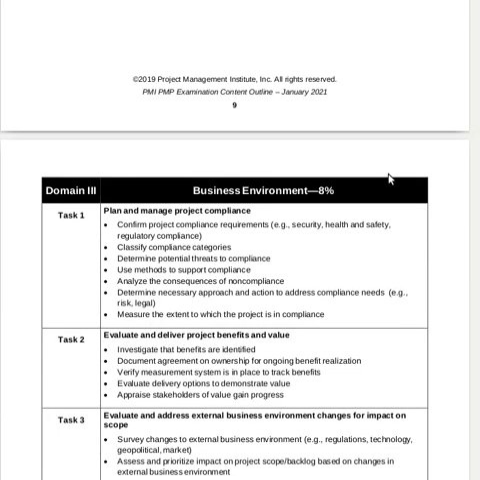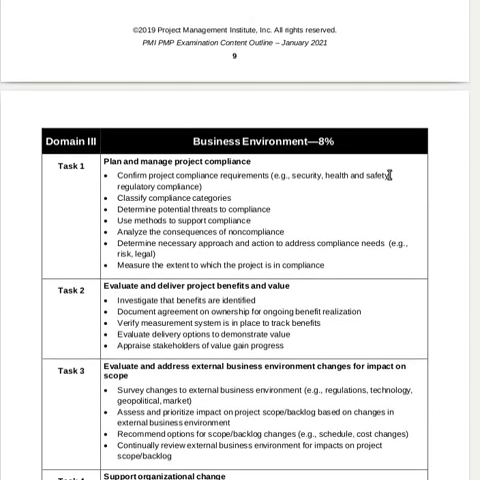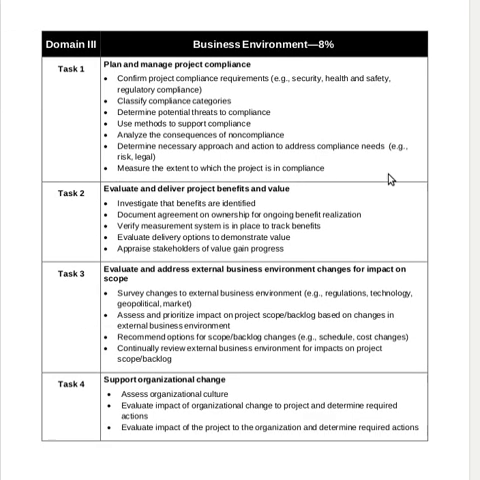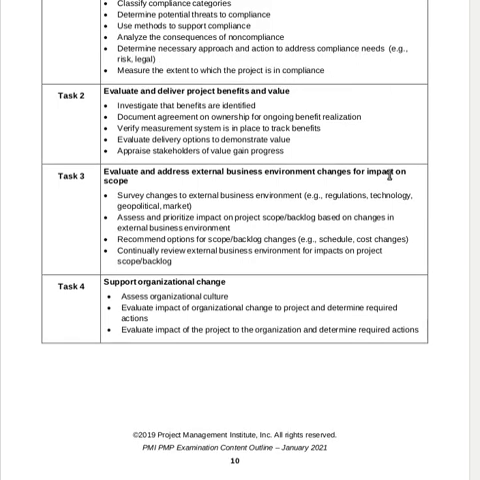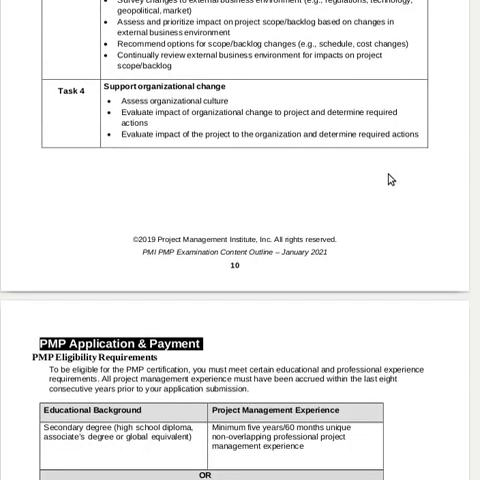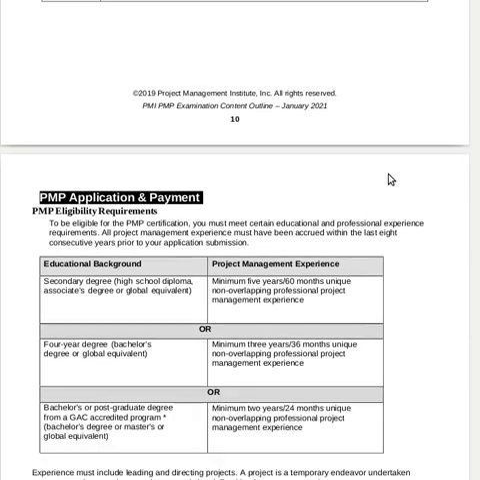Then business environment, it is of 8%. You can notice here it is focused on the project compliance. Project compliance means any rules and regulation defined by your regulatory authority, it should have to be compliant. Evaluate and deliver project benefit and value. Evaluate and address external business environment changes for impact on the scope, organizational changes. So this is overall 3 sections which you must have to find.